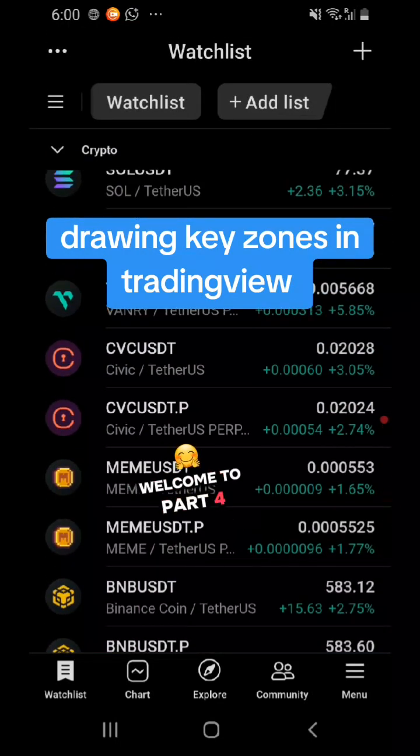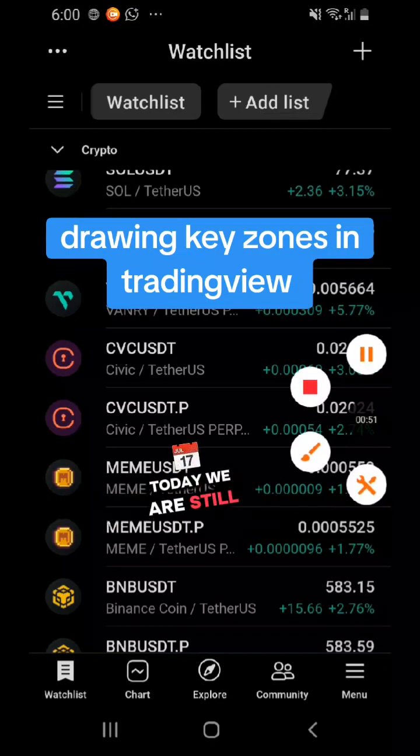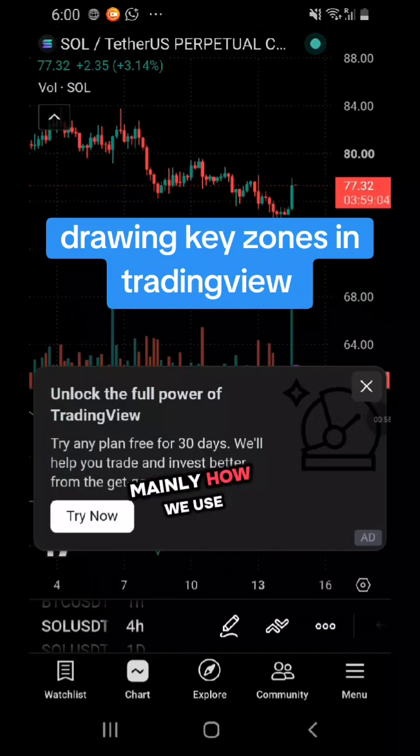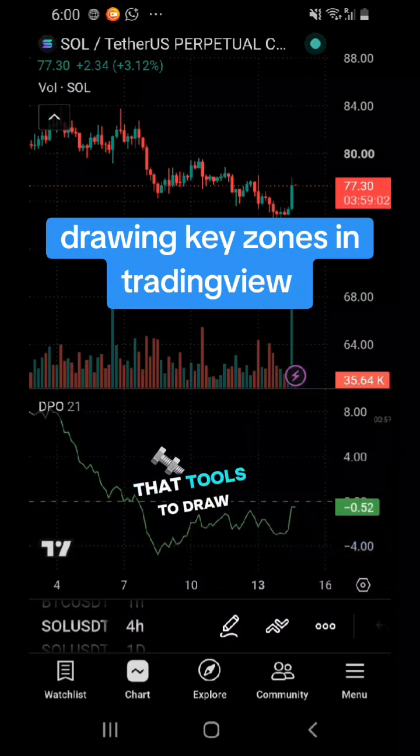Welcome to part 4 of understanding our TradingView. Today we are still going to look at the chart part in part 4, mainly how we use the tools to draw and also predict market entry and all the likes.